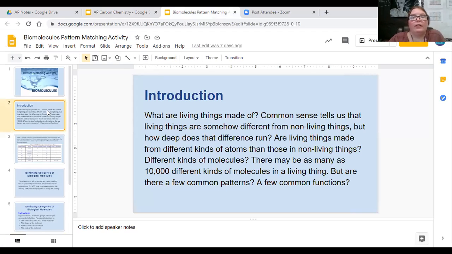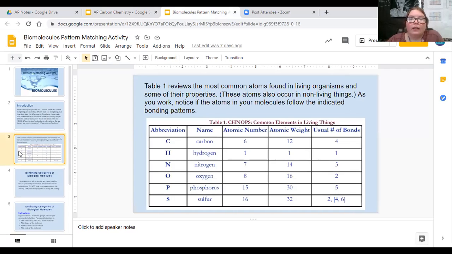So introduction, what are living things made of? Common sense tells us that living things are somehow different from non-living things, but how deep does that difference run? Are living things made from different kinds of atoms than those in non-living things, different kinds of molecules? There may be as many as 10,000 different kinds of molecules in a living thing, but are there a few common patterns, a few common functions? So table 1 reviews the most common atoms found in living organisms and some of their properties. These atoms also occur in non-living things.